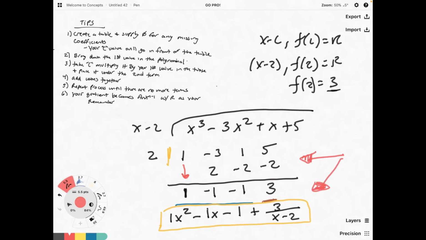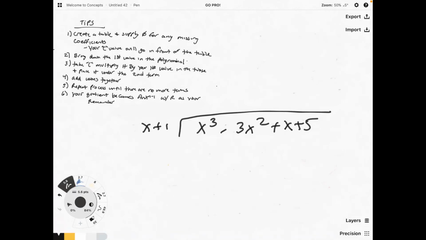Let's look at another example. All right, we're going to use another example that we did previously in the video, and that is x cubed minus 3x squared plus x plus 5, which is the same function that we used in the previous example. However, in this case, we're going to do x plus 1, because what we saw earlier was that if we have x minus c, and f of c is equal to 0, then we know that x minus c is a factor of the function.